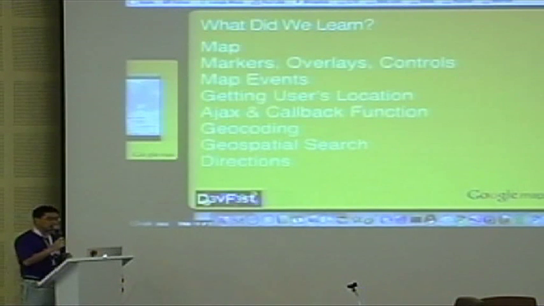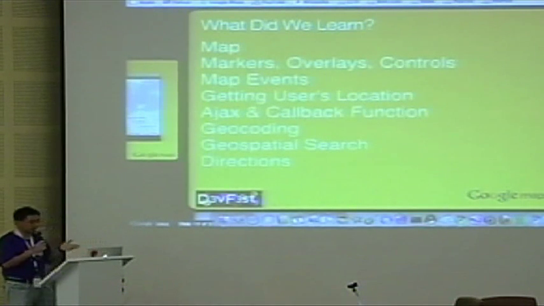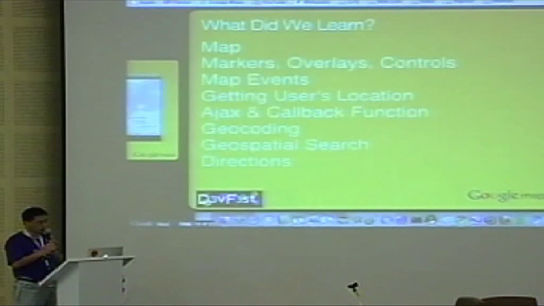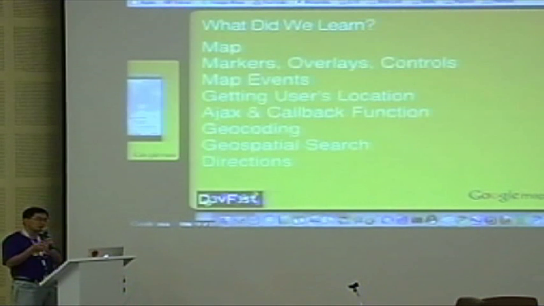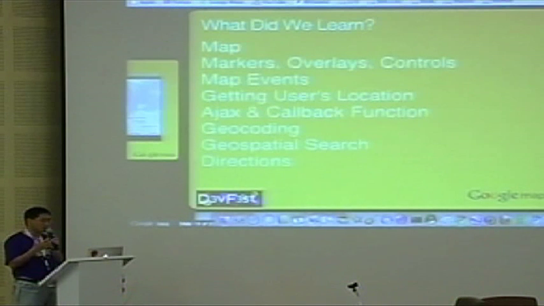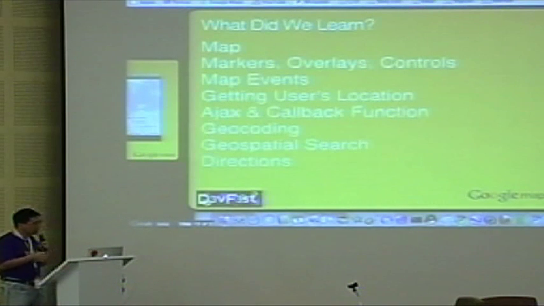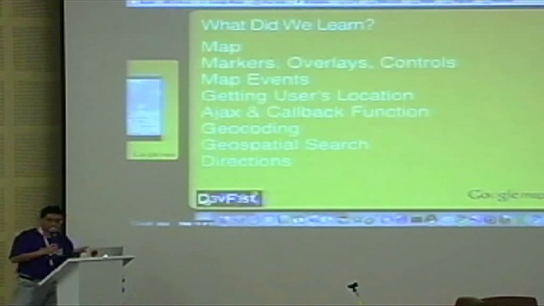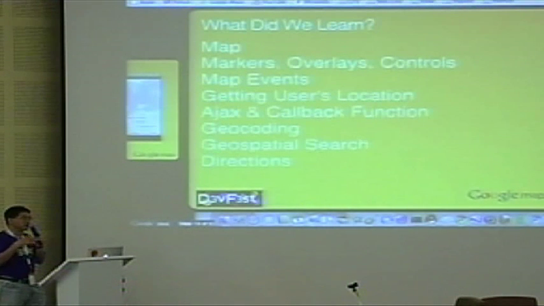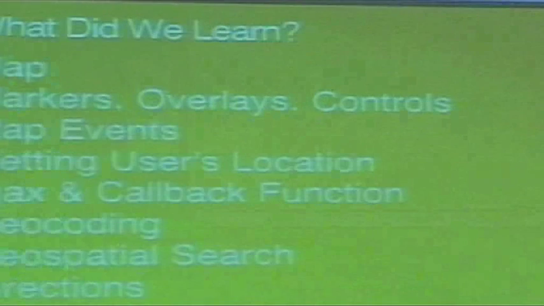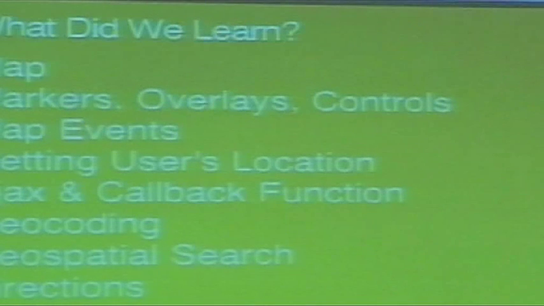We've talked about how to create a map, put markers on it, put overlays, custom controls, and we talked about map events, how to do event handling. We talked about how to capture users' location. We talked about how to create an AJAX call to send a request back to your server and save the location of a coffee shop. We talked about how to do geocoding and reverse geocoding. We also talked about the idea of what types of geospatial search you can have. And the last thing we talked about was directions.